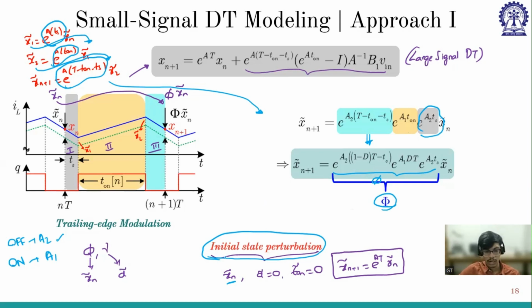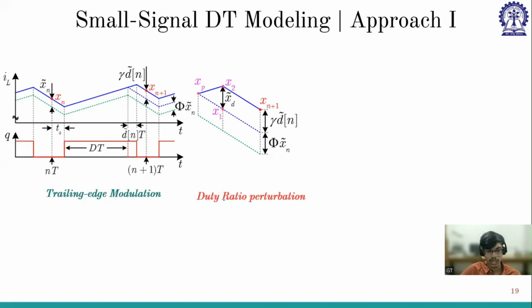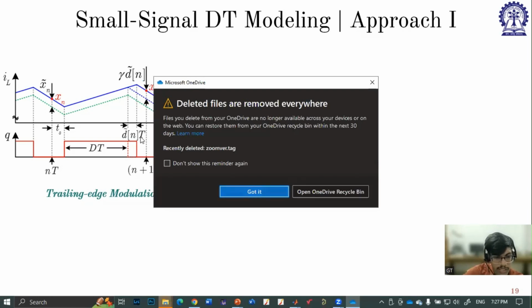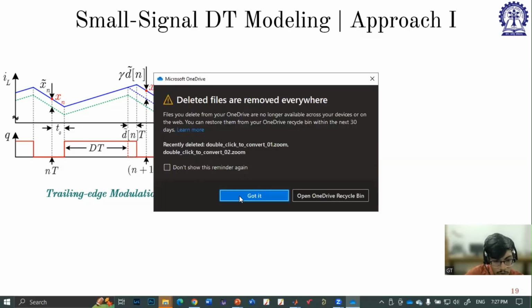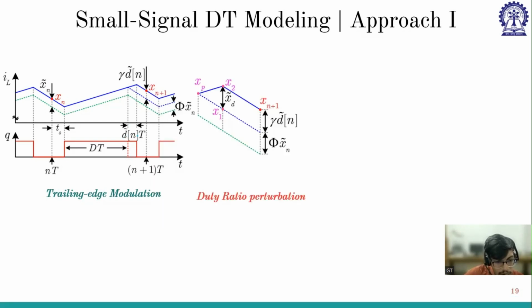Okay. So now we have considered initial state perturbation. In the next step, first we'll consider duty ratio perturbation, and after that we'll consider both the perturbations. If we consider duty ratio perturbation, actually this involves both the duty ratio as well as the other perturbation, which is the initial state perturbation. So first we have changed the duty ratio, and this is d perturb of n. We are zooming in on this part. The duty ratio has changed from this point to this point. So this is d perturb of n into T.